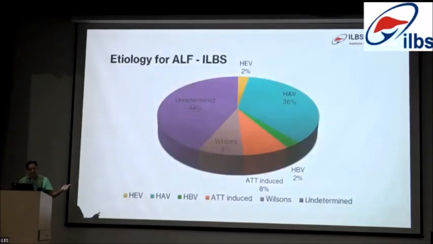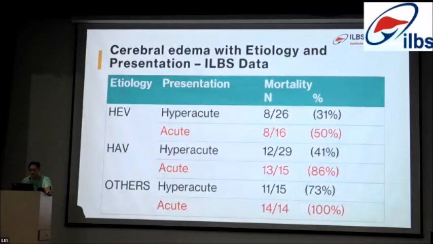So this is our etiology. This is very different from West. West doesn't get this etiology. 36% is hepatitis A, and then undetermined is 44%. Most of this is basically we don't have tests to know why this has happened. That's why it is undetermined. So this doesn't happen in West. And this etiology, especially the undetermined, behaves very differently than what the patients are seen in West. So we need to be very clear about this. Then we see a lot of ATTs as well there, which again have worse prognosis.